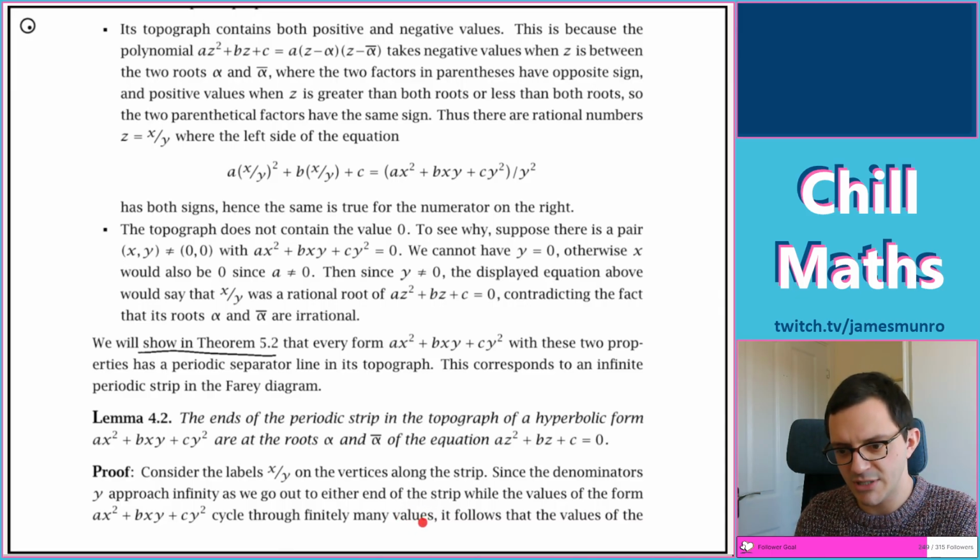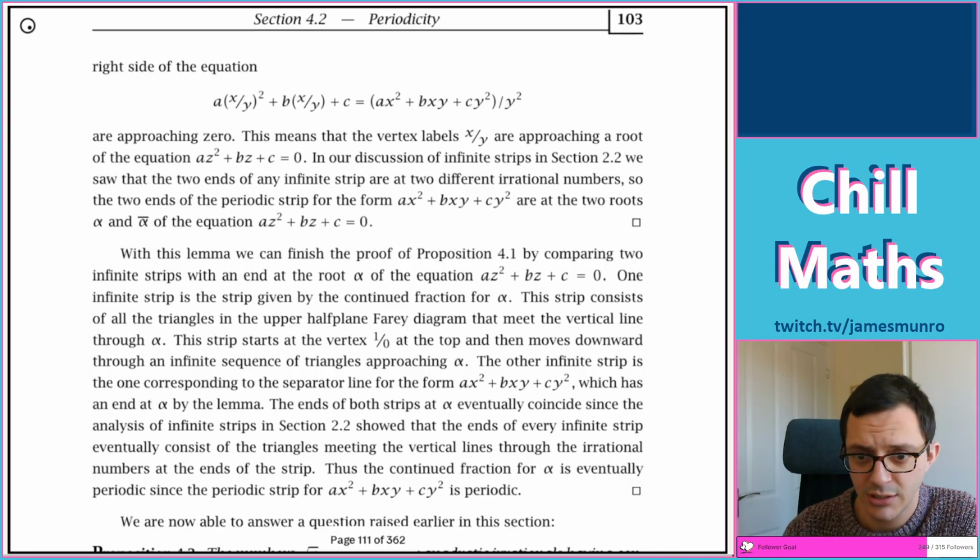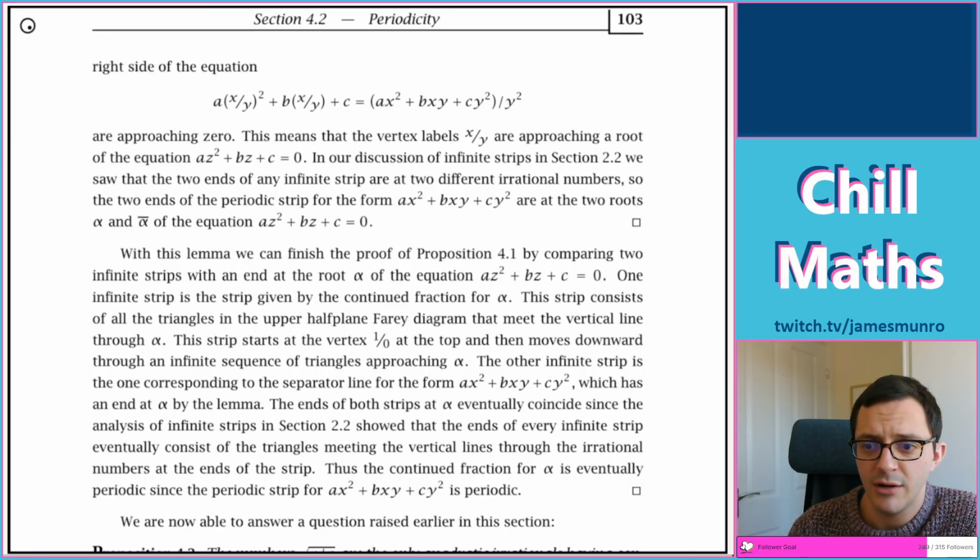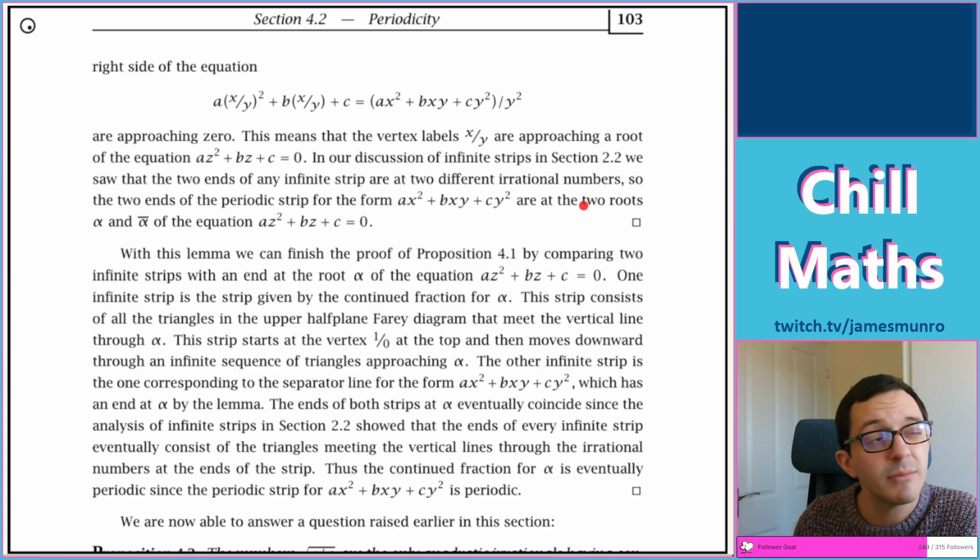We just had this for the particular example. It follows that the values of the right side of that equation go to 0. They're approaching a root. There are two ends. Ooh, ages ago we had a chat about how the two ends of the strip go to different irrational numbers. Yeah, that's all separated by the stuff that's happening in between. Two roots of that. Fine.